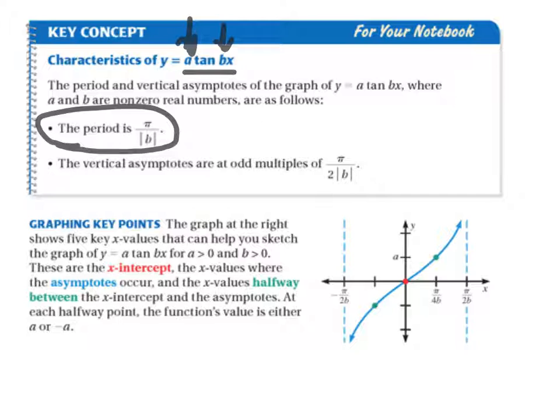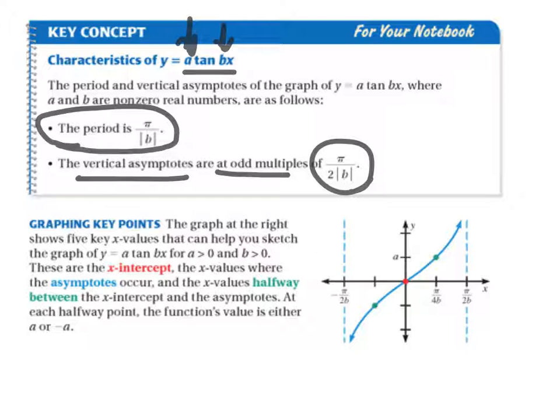The vertical asymptotes are at odd multiples of pi over 2b. So vertical asymptotes, odd multiples of pi over 2b. Okay, let's see what that really means. Key points we graph with these.